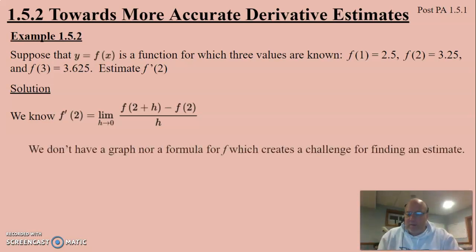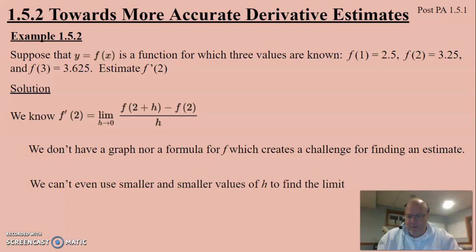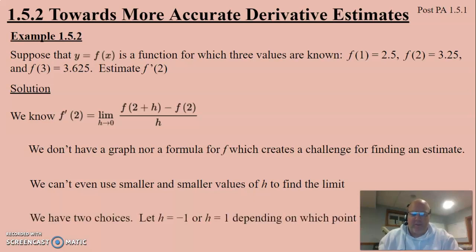So let me back up for a second. We can't use the limit definition because we don't have a function. If I have f of 2 plus h, I have nothing to plug that into. So that's a problem. We can't use smaller and smaller values of h on the calculator. We can't use a table of values because, again, I don't have a function to put in my calculator. So here's where we say we can let h equal negative 1 or we can let h equal positive 1, simply because I know f of 1 and I know f of 3.